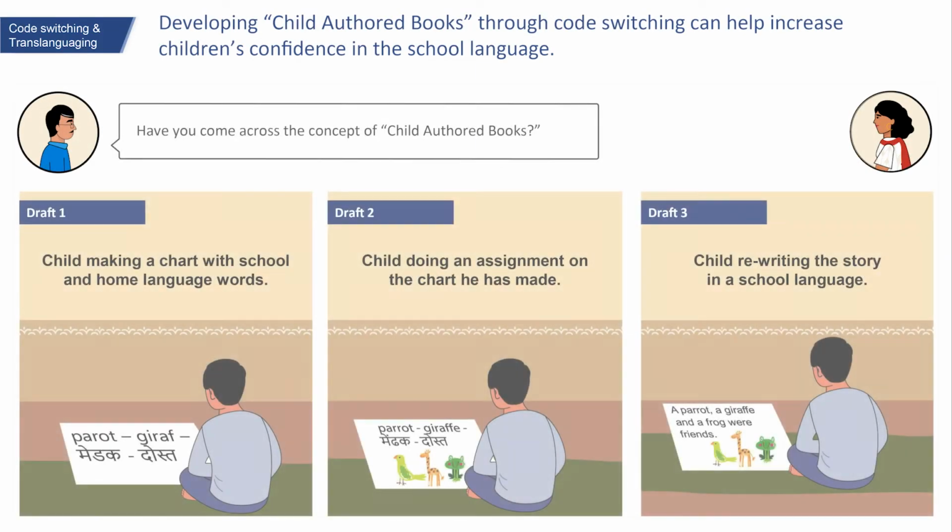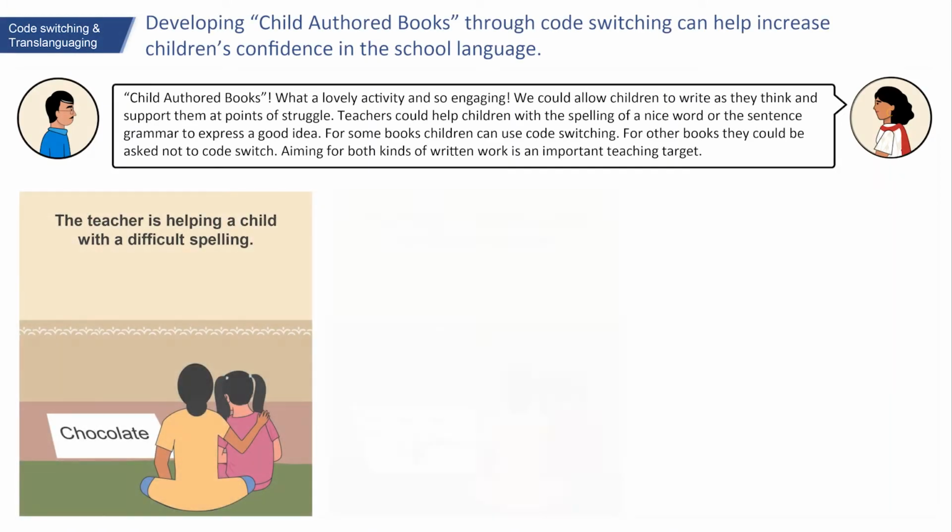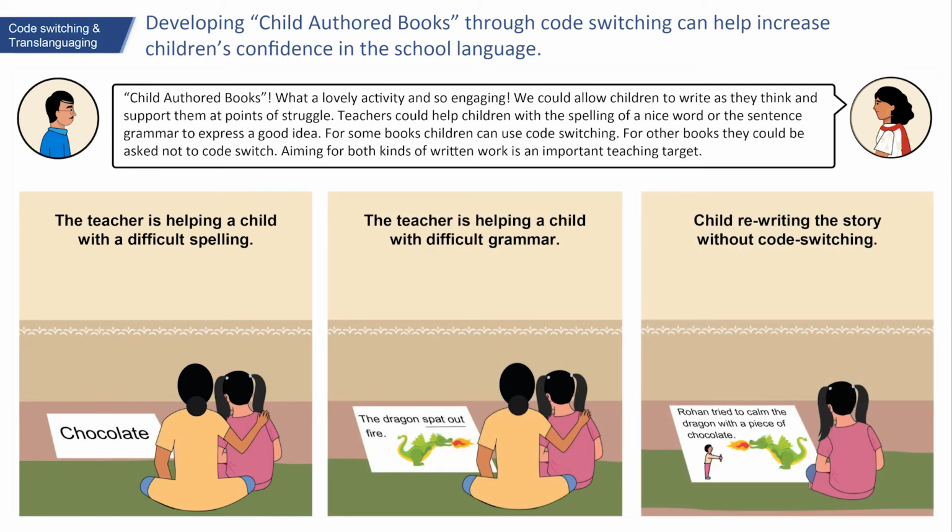Have you come across the concept of child-authored books? Child-authored books. What a lovely activity and so engaging. We could allow children to write as they think and support them at points of struggle. Teachers could help children with the spelling of a nice word or the sentence grammar to express a good idea. For some books, children can use code switching. For other books, they could be asked not to code switch. Aiming for both kinds of written work is an important teaching target.